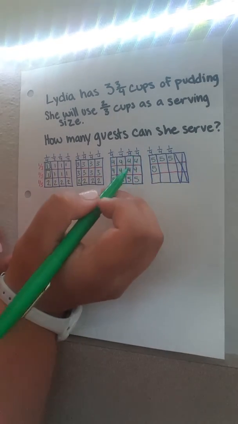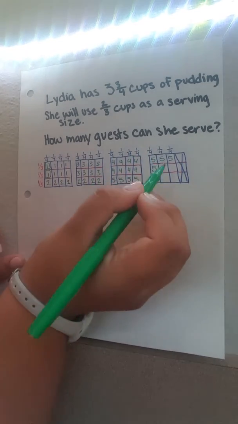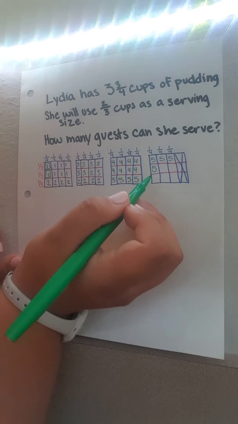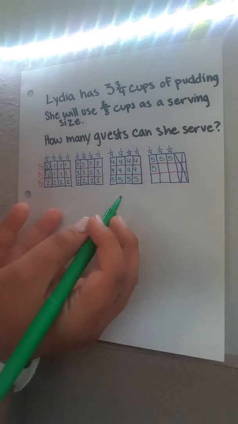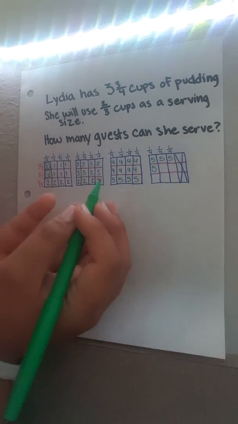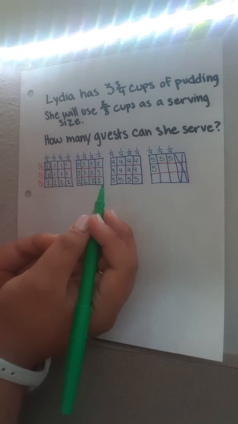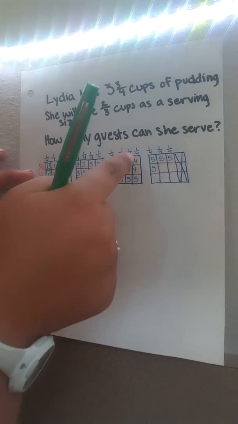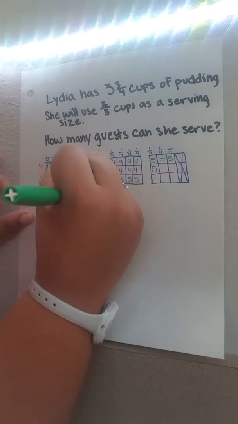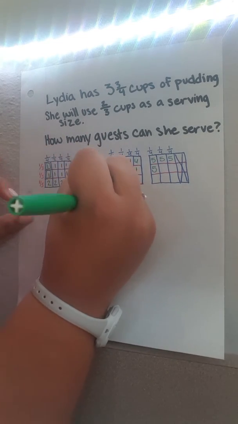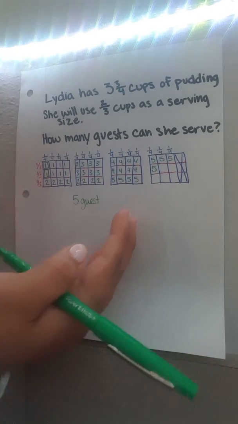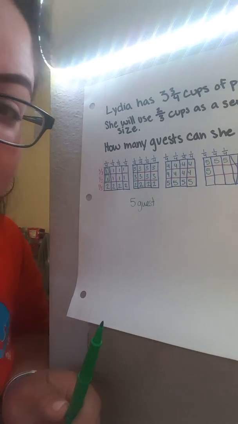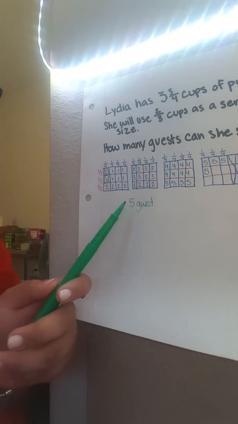Okay. And so now that we've gotten towards the end of it, we can see that there are only 1, 2, 3, 4, 5 cubes left. And we said that 8 cubes is what one person's supposed to get. So we can easily see that she can only serve 1, 2, 3, 4, 5 guests because she doesn't have enough pudding for a 6th guest, because it would be unfair for one guest to have less than the others. And so we can easily see that Lydia can invite 5 guests.